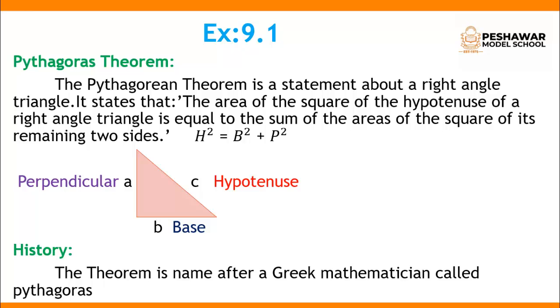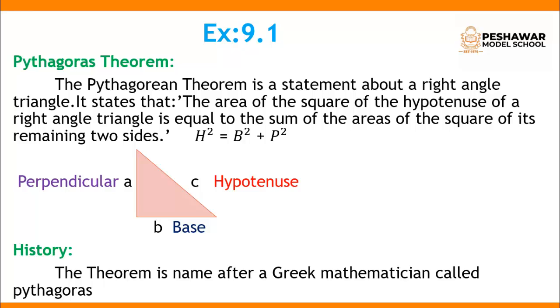The Pythagorean theorem is a statement about a right angle triangle. You know the meaning of right angle, in which there is an angle of 90 degrees. It states that the area of the square of the hypotenuse of a right angle triangle is equal to the sum of the areas of the squares of its remaining two sides.